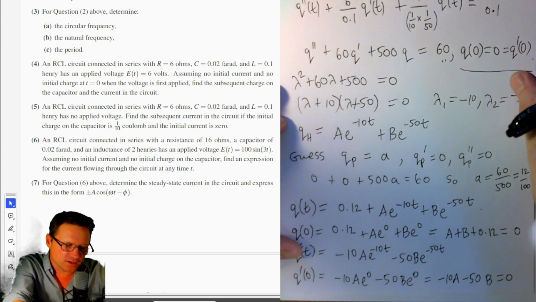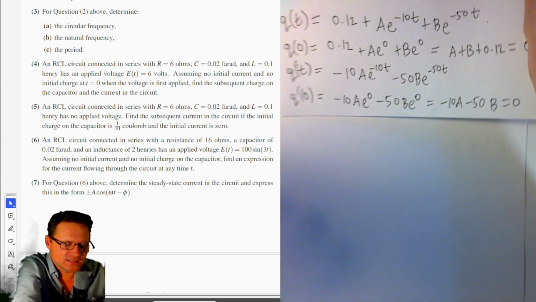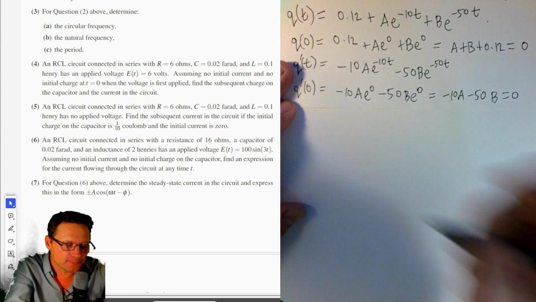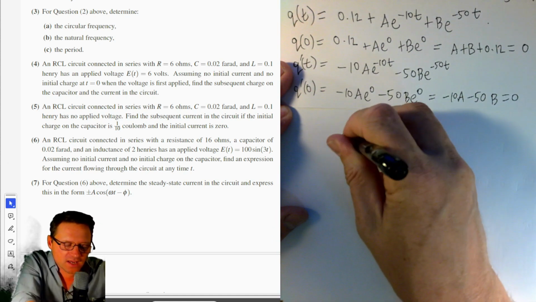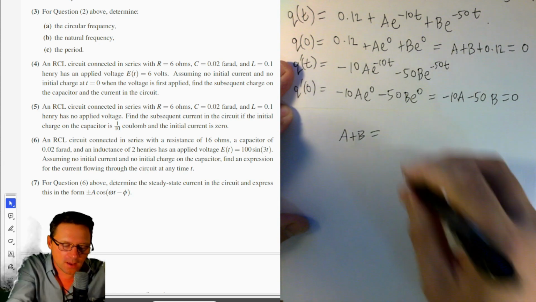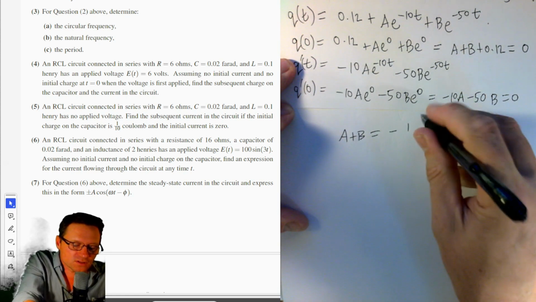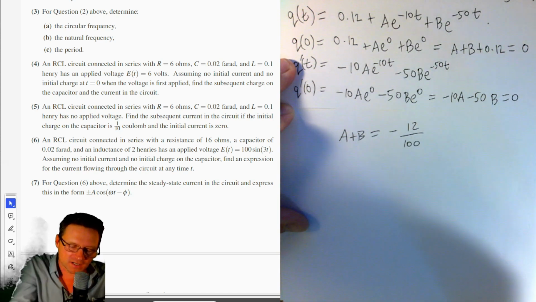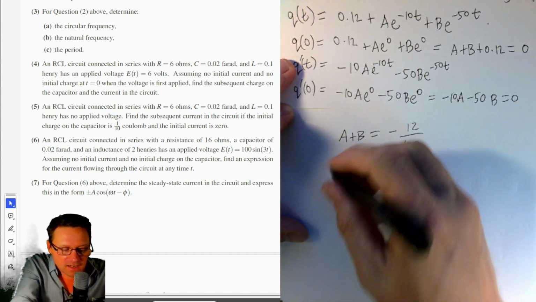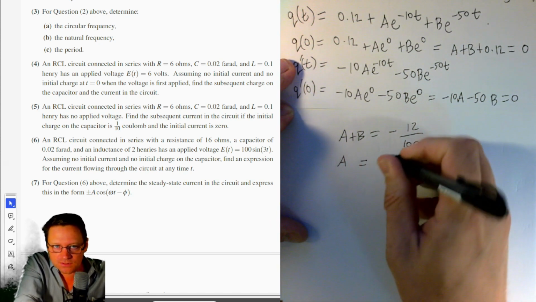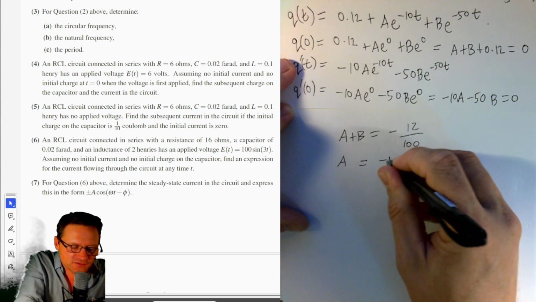All right, so let's now get a new page, collect these two linear equations we have in a and b, and solve those for a and for b. So the first one we found was this. So a plus b is equal to minus 12 over 100, or minus 0.12. And then this one here says that a is equal to minus 50 over 10, which is minus 5b.